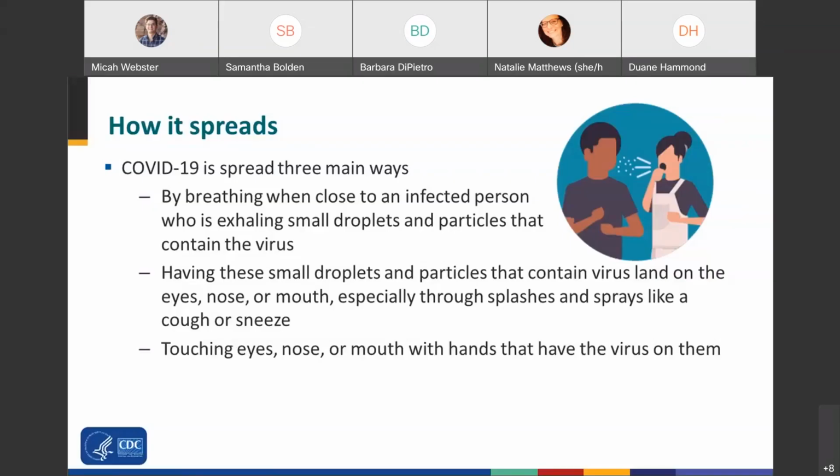So how it's spread. COVID-19 is spread in three main ways: by breathing when close to an infected person who's exhaling small droplets and particles that contain the virus, having these small droplets and particles that contain virus land on the eyes, nose, and mouth, especially through splashes and sprays like a cough or sneeze, and then touching your eyes, nose, or mouth with hands that have the virus on them. So next slide, please.